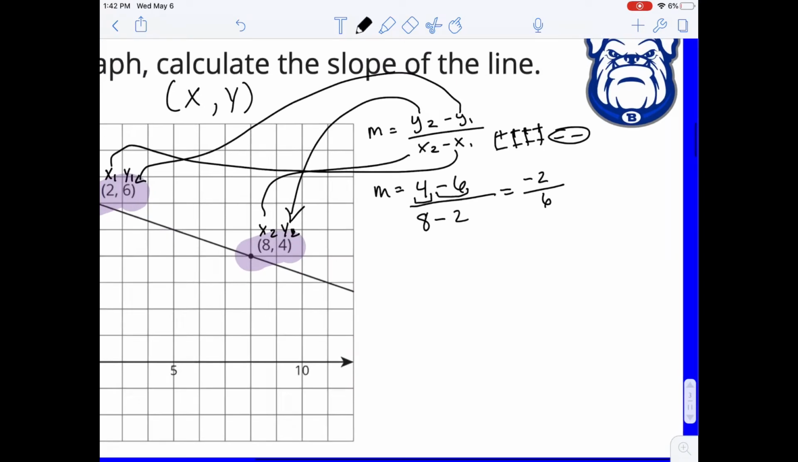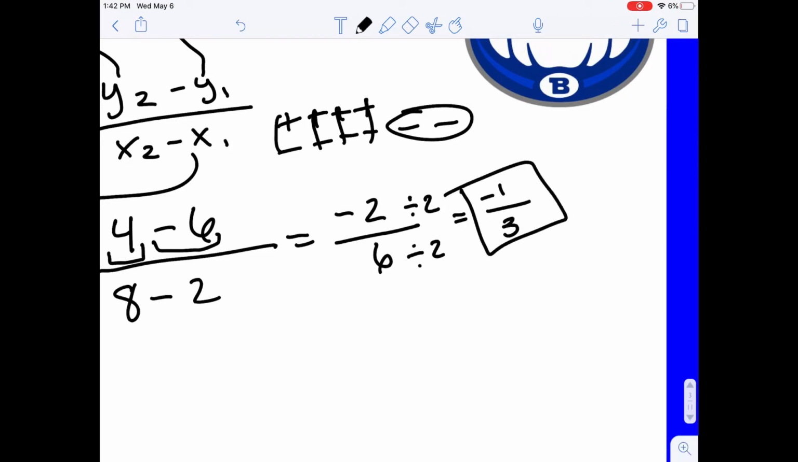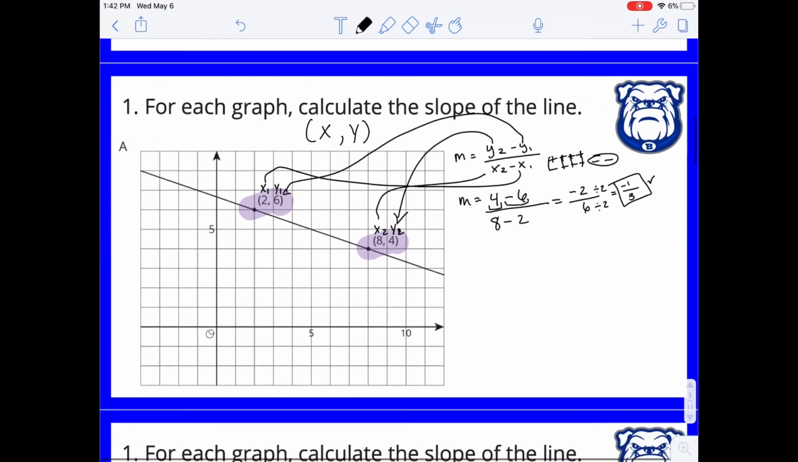Okay. We can stop here, or we can realize that these are both even numbers, and we can divide by 2. Divide by 2. 2 divided by 2 would give you -1, over 6 divided by 2 would equal 3. And then that would be our answer. Okay. This works for every single problem. All right. Now we need to go over some stuff.